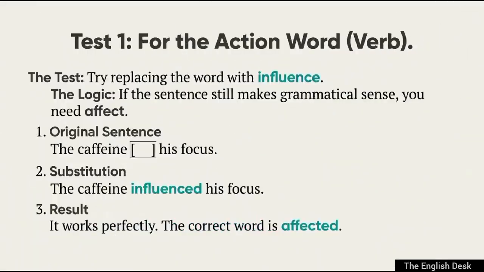If you think you need an action word, you just try replacing the word with influence. If the sentence still works, you need affect with an A. Let's try it. The caffeine blank his focus. If I swap in influence, the caffeine influenced his focus. That sounds perfect. So, instantly it has to be the caffeine affected his focus. The A word for the action.